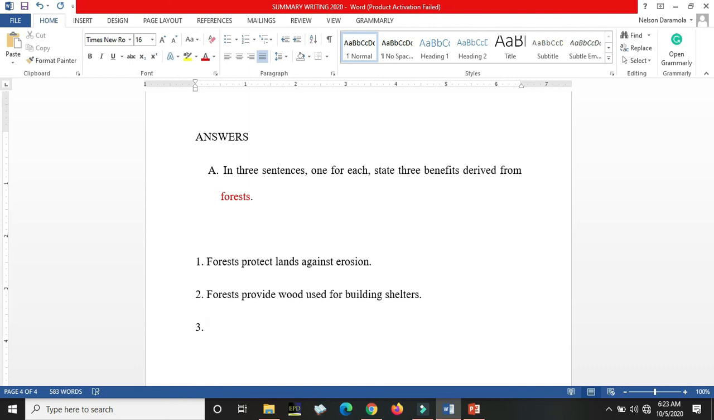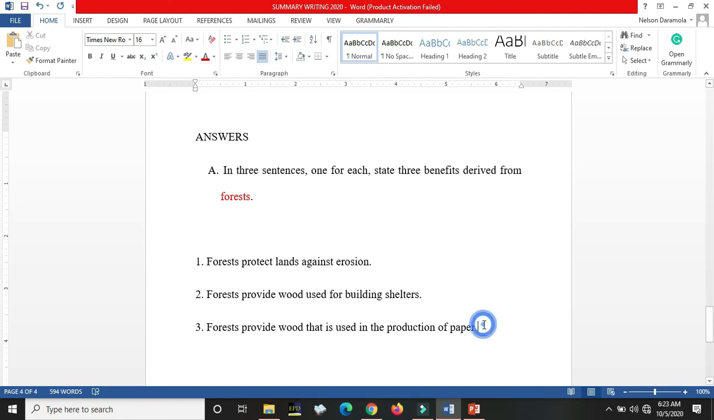Forest provide wood that is used in the production of paper. There is no problem, provide. That's all you need. Now let me quickly say something here.